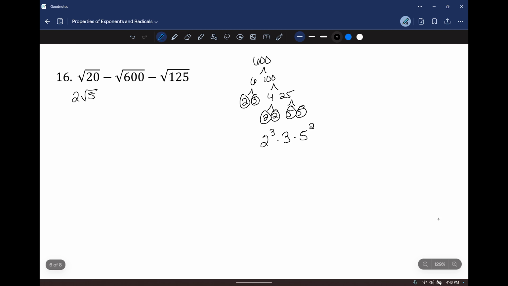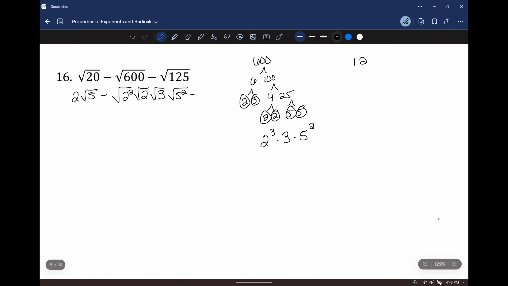So we're doing square roots. So how many of the 3 2s will make a perfect square? And that would be 2 of them. So that's going to leave 1 left over. Then we have a square root of 3. And then 5 squared is a perfect square.